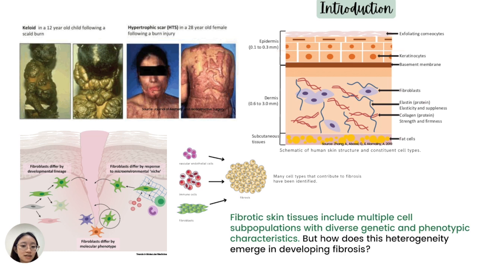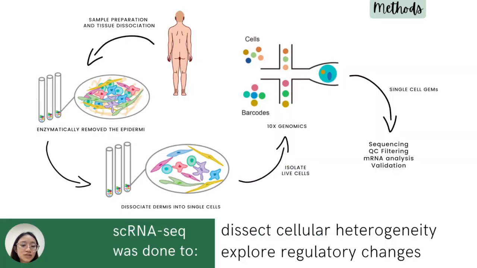Recent studies say that fibroblasts are actually composed of different cell populations that differ morphologically and functionally, and that many cell types may contribute to fibrosis. But how does this heterogeneity emerge in developing fibrosis? So, single-cell RNA-seq was done to analyze cell heterogeneity and explore regulatory changes on keloid and normal scar dermis tissues.